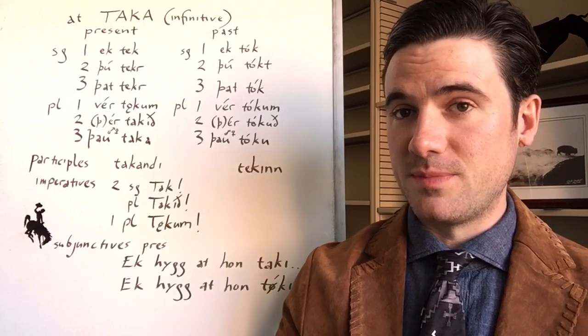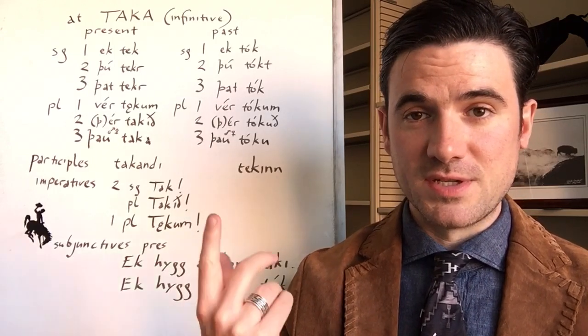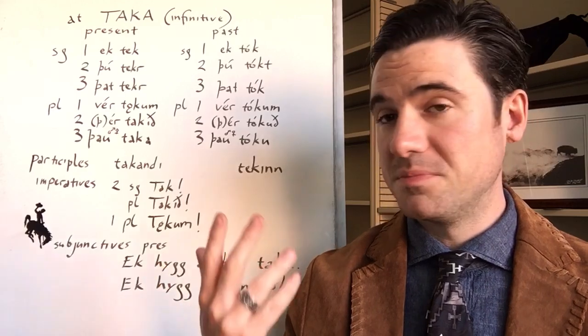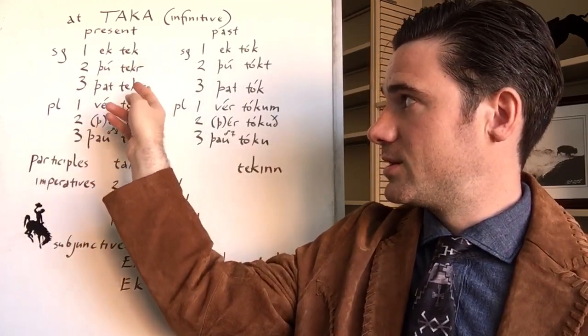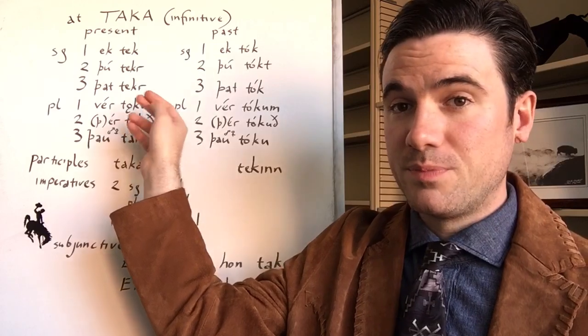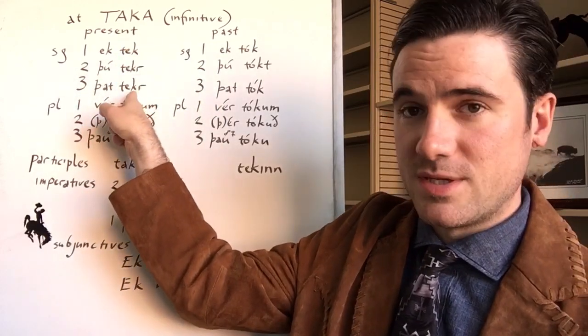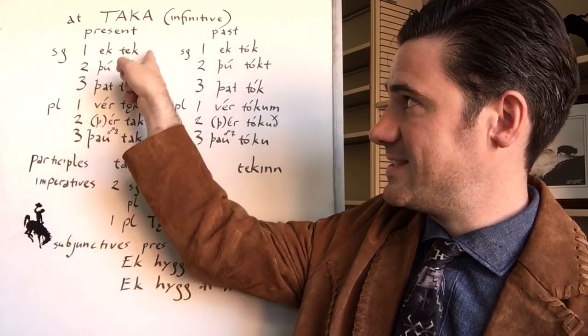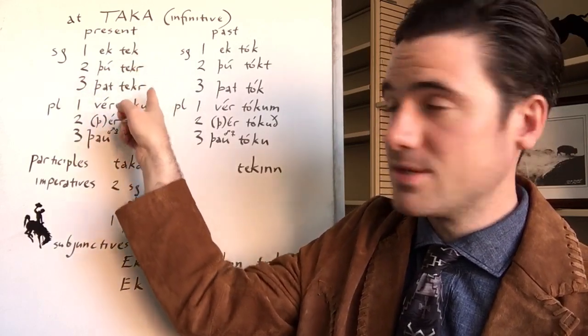But taka is affected by i-umlaut in the present singular, whereas geva is not. Since geva has just e, a front vowel in its root, there's no difference in the present singular. It's ek gev, thu gevr, that gevr, ver gevum. But taka has a, so that a is going to become e in the present singular by i-mutation. Ek tek, thu teker, that teker. I take, you take, it takes.